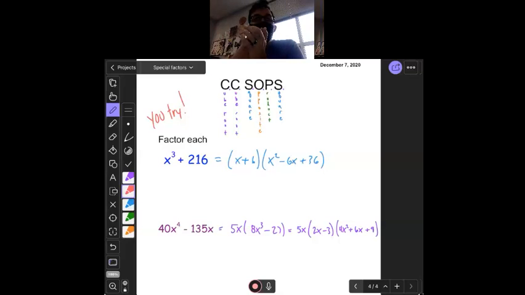But make sure you're always looking for a GCF first, especially if you're not seeing those perfect cubes. You look at the last one there, 40 is not a perfect cube, and it doesn't even have a cube in it. It says x to the fourth. 135 is not a perfect cube, so you always look for a GCF first. Once you take that out, see if there's more to do. That's that idea that there can be layers of factoring within a problem. We're going to start to see more of that, guys.